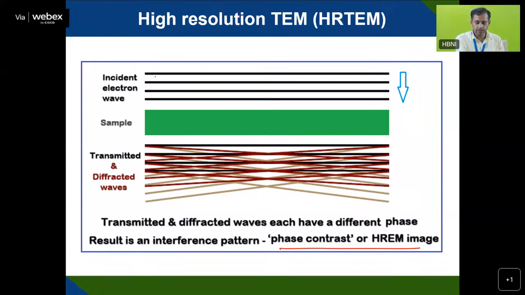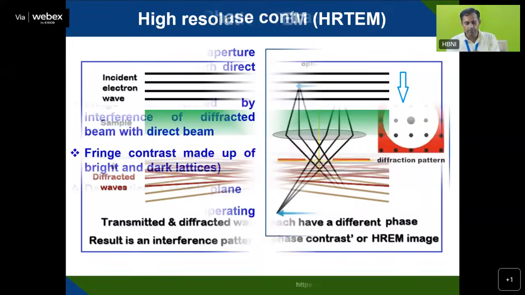You can see this is the incident electron beam coming to the sample surface. Then you have both the transmitted beam as well as the diffracted beam, here in red and gray. You can see one is diffracted, one is transmitted. Both will interfere here, and you will get a phase contrast image.